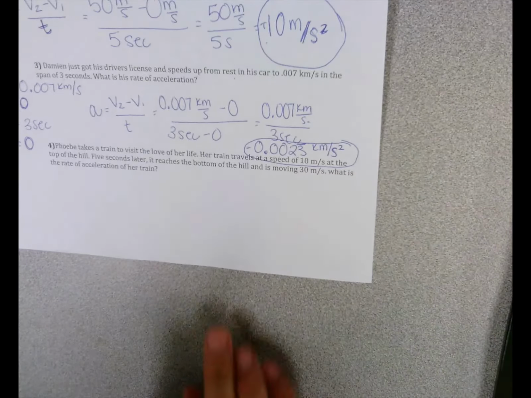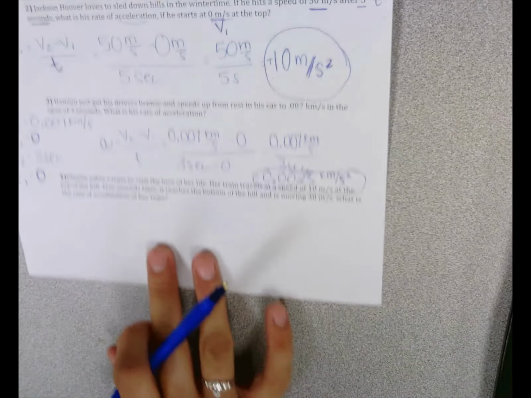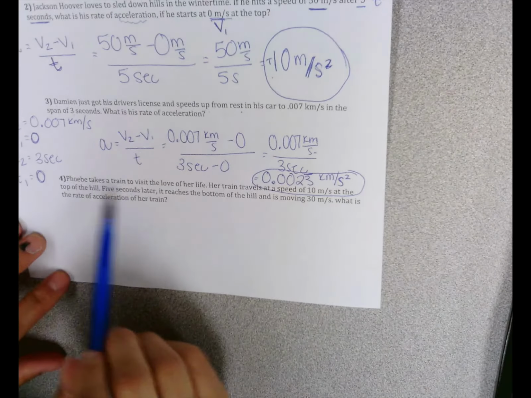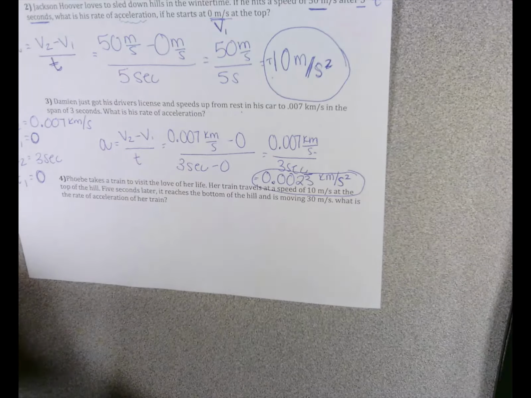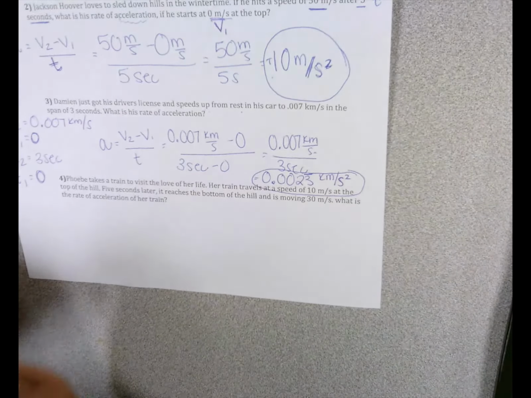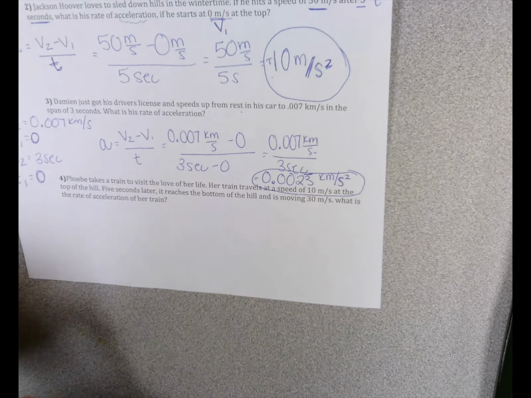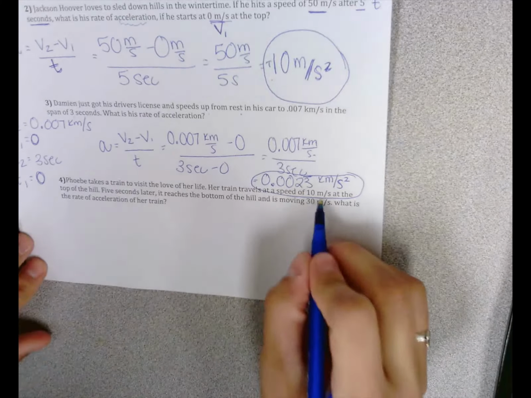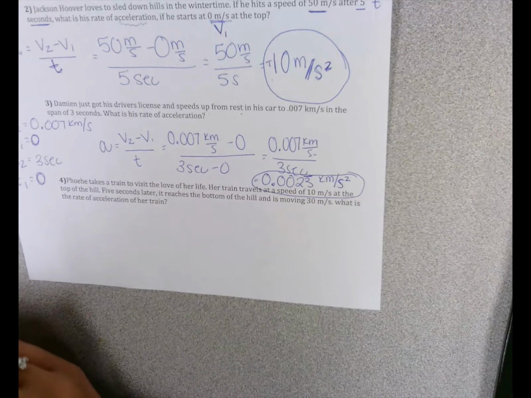Alrighty. Number 4, we got Phoebe. Phoebe takes a train to visit the love of her life. How romantic. She might not have her driver's license. Her train travels at a speed of 10 meters per second at the top of the hill.